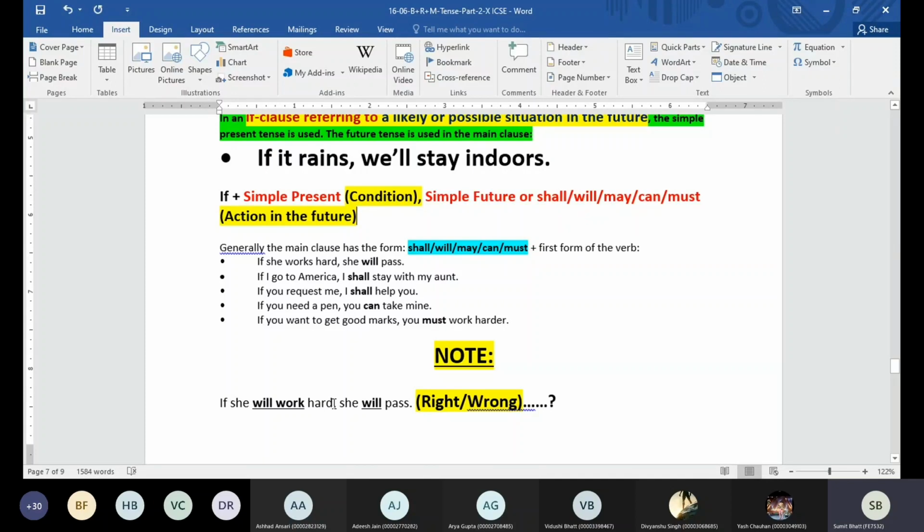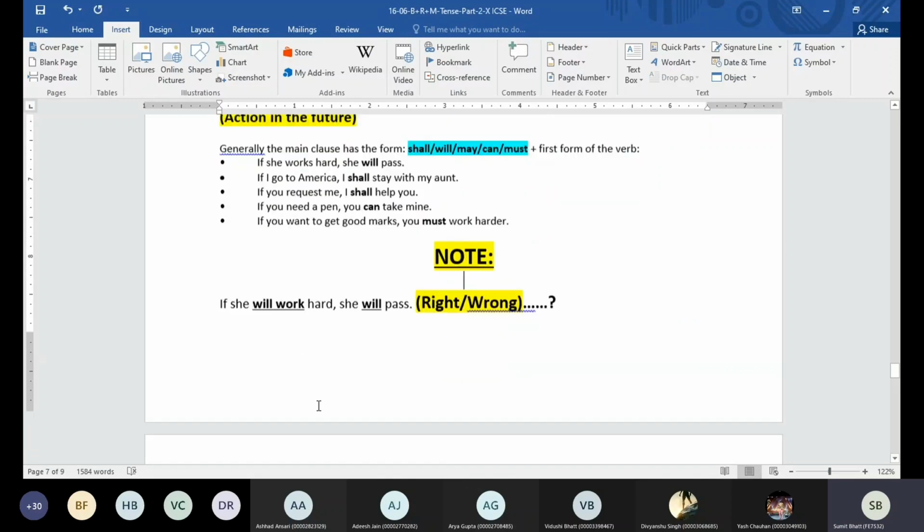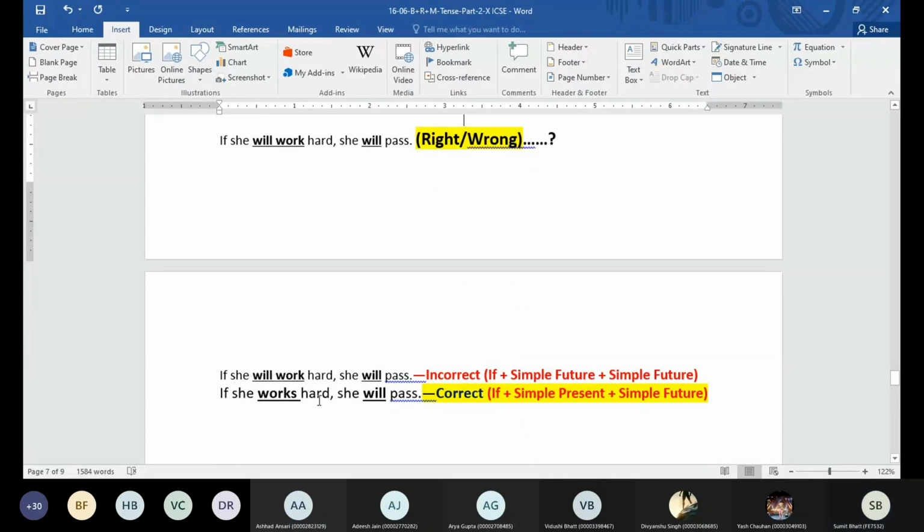But on the first side, on the side of if, can we use future tense? No, Ashad, we cannot. So remember on the first side, wherever if is given, which tense are we going to use? Simple. On the other side, we can use shall, will, may, can, must. These helping verbs or modal verbs can be used there. But on the first side, we cannot use future tense. We cannot use two of the future tense together. So it is going to be if she works hard, she will pass.